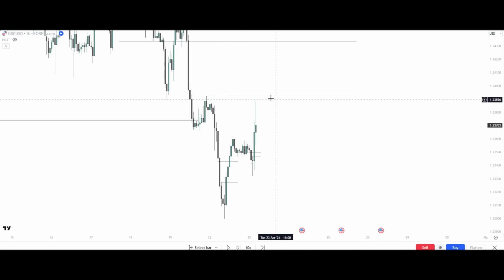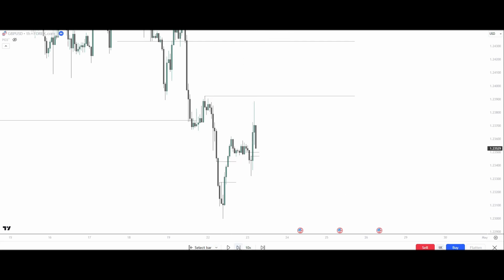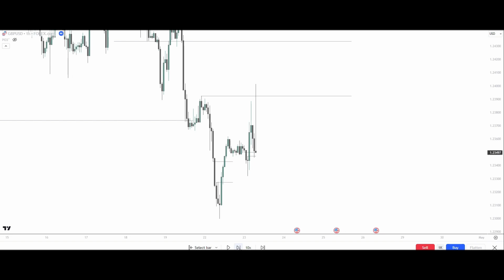So this is still not tagged, as you can see. This is still intact, so you can possibly take an entry from here and place your stop loss maybe right here, but let's see how it rolls out. I'll move into this fair value gap, and there we go, the step.